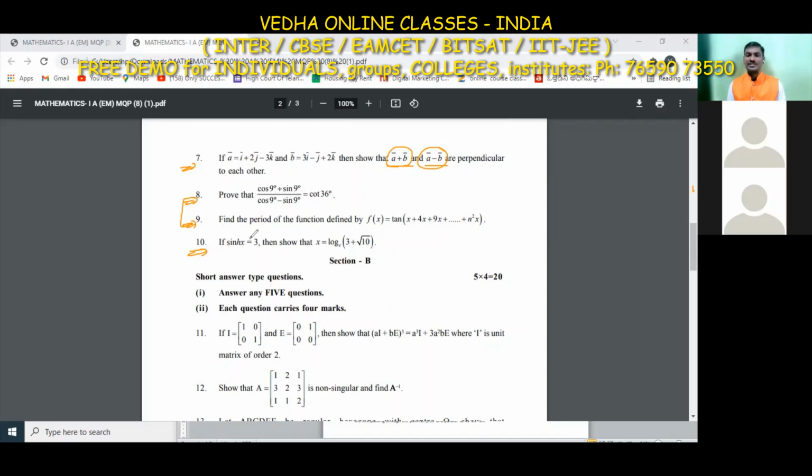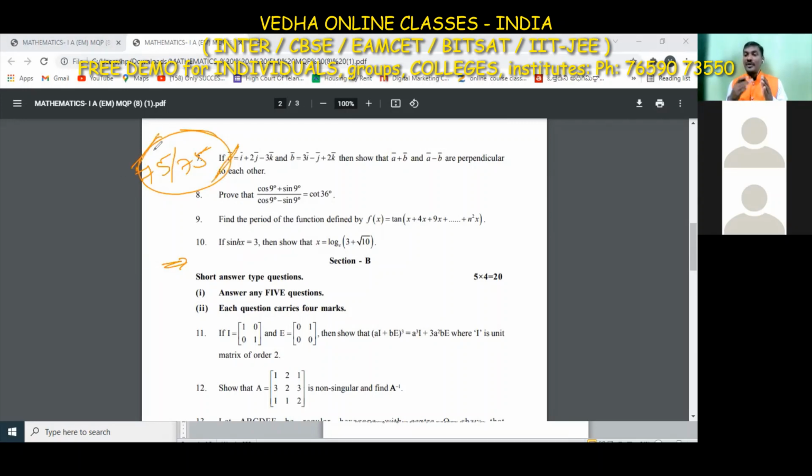Hyperbolic functions. In all these questions there is no choice, 10 out of 10. So if you want to score full out of full in section A, easily you can score 75 out of 75. Why? Because we don't have choice in section A.